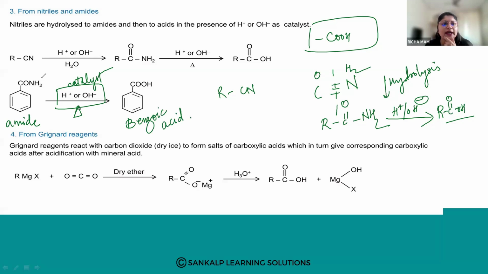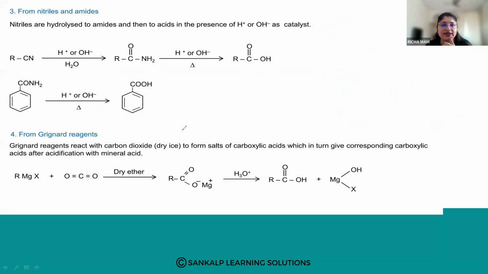So from nitriles also it can be converted into carboxylic acid. The intermediate will be an amide. Okay. And directly from amide, you can convert into benzoic acid, that is your respective carboxylic acid. So like this, from nitriles and amides also you can prepare your carboxylic acid.